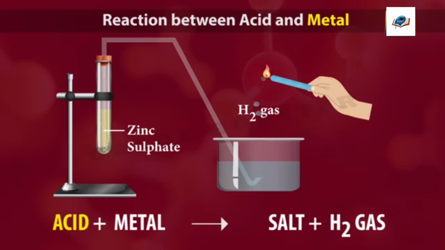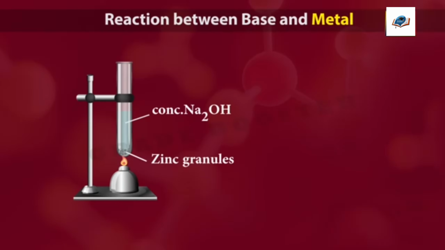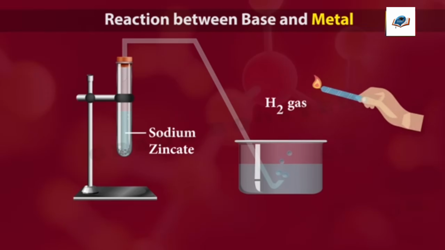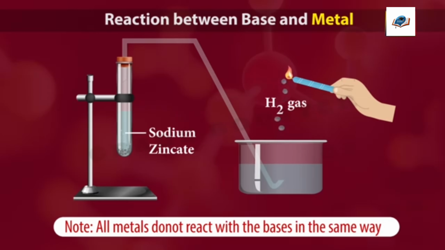Now let us see the reaction between a base and a metal. Add a few zinc granules to 5 ml of dilute sodium hydroxide. Zinc granules are a metal and dilute sodium hydroxide is a base. Now they react and form a salt called sodium zincate plus hydrogen gas. So base plus metal gives rise to salt plus hydrogen gas. But all metals may not react with the bases in the same way. Some metals give this output, salt plus hydrogen gas.